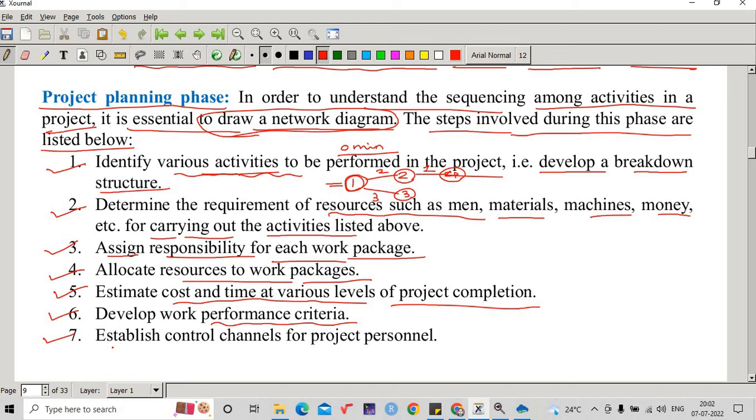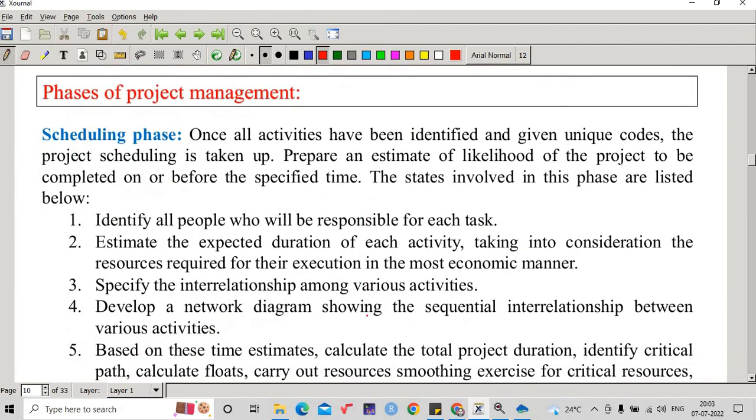Further, we have to take into consideration establishing control channels for the project personnel, meaning where we are lagging behind. At that stage, we can include certain other activities to be completed, and that also we have to identify. Work performance criteria also we have to define. If we have been given a time frame of 7 days, then what will be the performance criteria at each location, at each workspace, that has to be defined. So this is nothing but our 6th point. All right, so that is our planning phase.